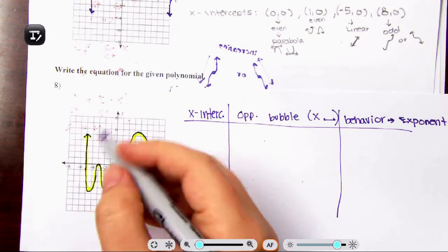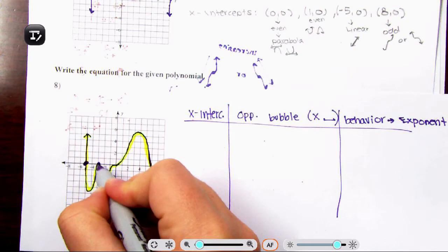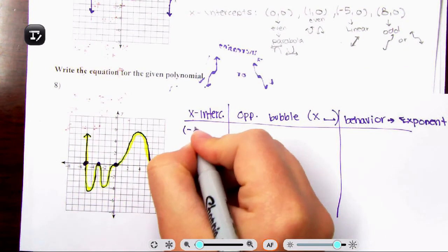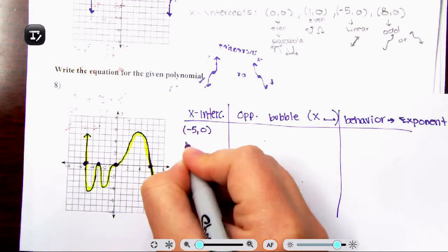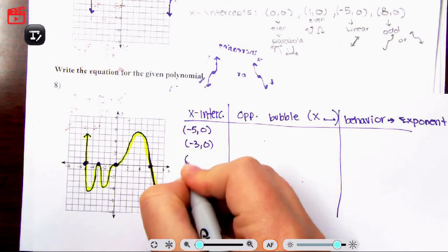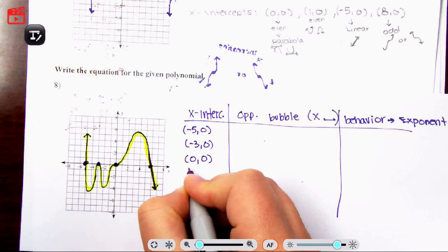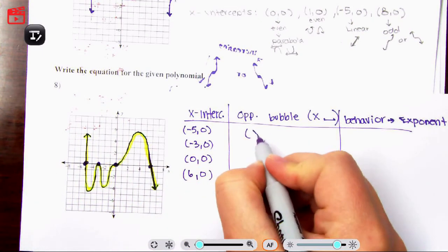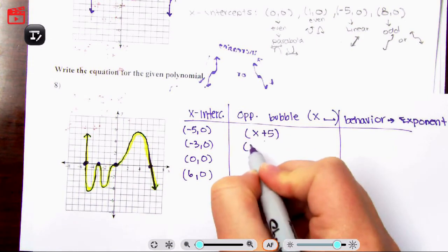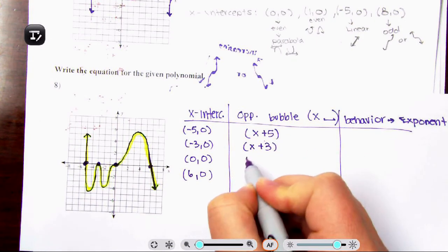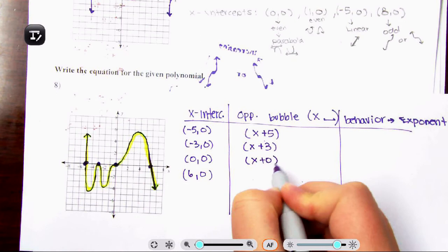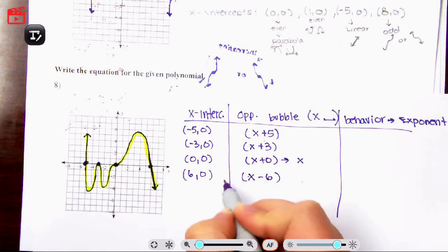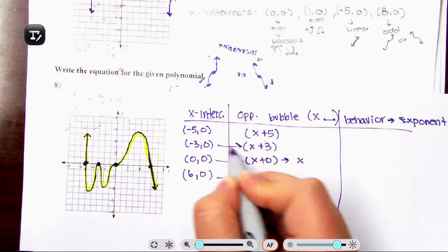All right, let's do that. Identify your zeros. So I have -5, 0. I have -3, 0. I have 0, 0. And I have 6, 0. Now we're doing the opposite bubble. So X plus 5, X plus 3, X plus 0. Again, that's just X. And then we have X minus 6. We're doing the opposite of each bubble.